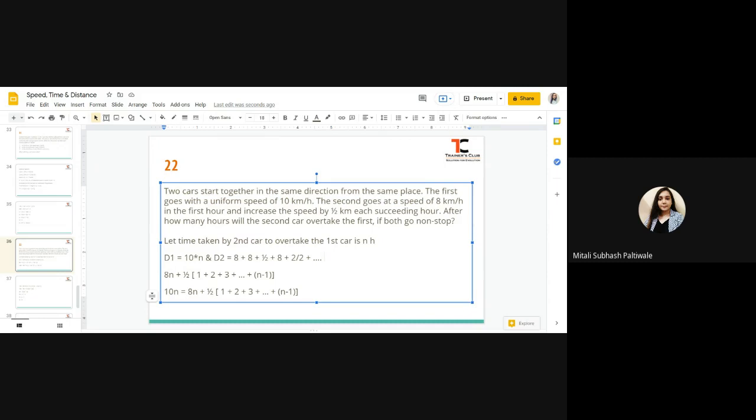First its speed was 8, and in the second hour, every succeeding hour his speed is getting increased by half. So this is another speed. This is the third speed, meaning in the third hour this will be his speed, and so on, till n. Speed would be there till n. Now look at this. This will become 8 plus (n minus 1) by 2.